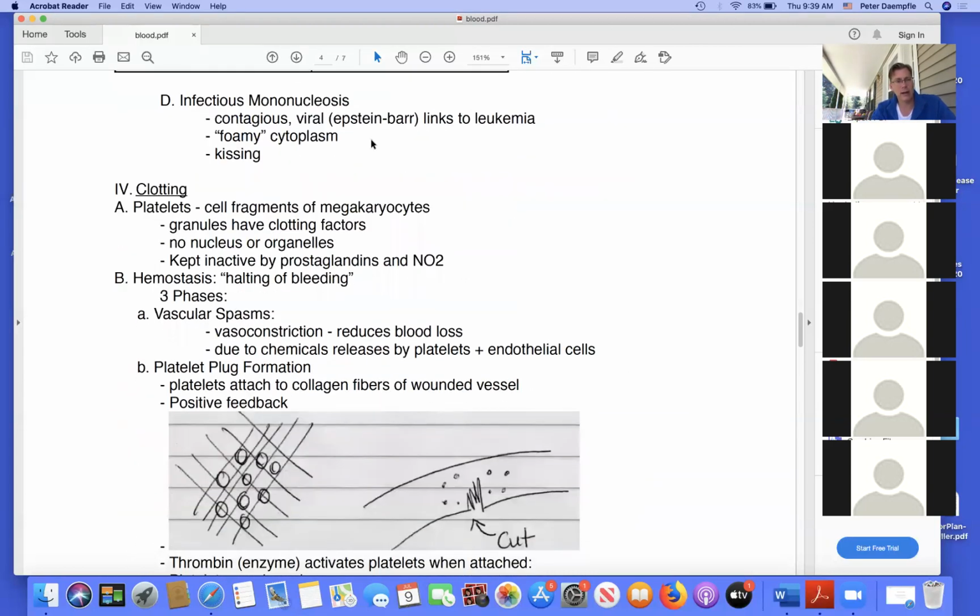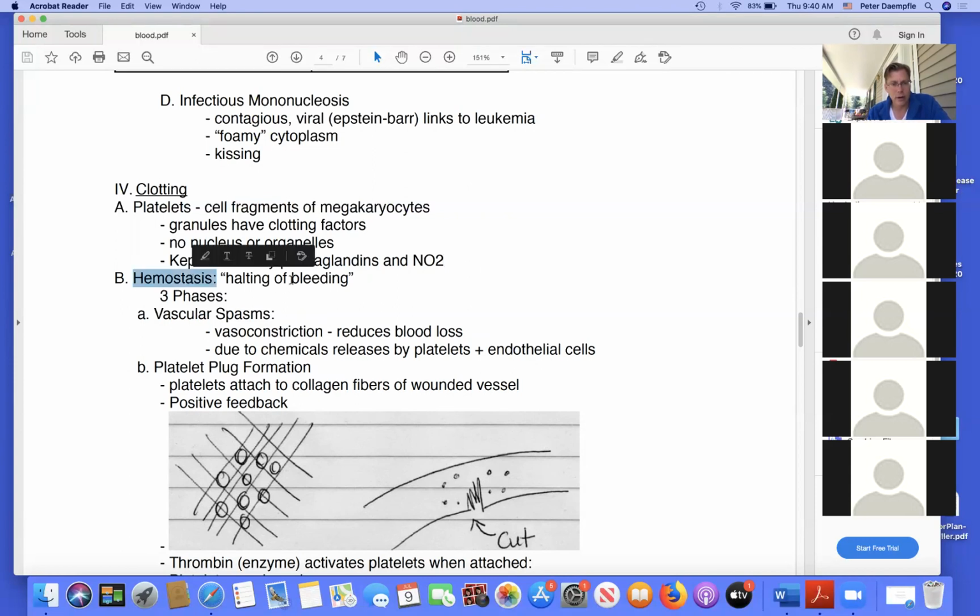Last but not least, clotting, platelets. So we talked about red blood cells, right? We talked about white blood cells. Now, the third formed element is platelets. Platelets are cell fragments. If you look on figure 13.4, you can see a megakaryocyte breaks up and becomes platelets, little cell fragments. And they don't have any nucleus or organelles, and they're not even as good as a red blood cell. They're just tiny, as you can see from the relative size in figure 13.4. They have clotting factors. They're kept inactive by prostaglandins, our friend prostaglandins, and nitric oxide.